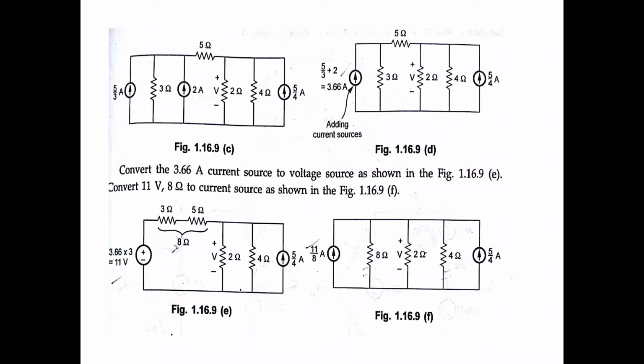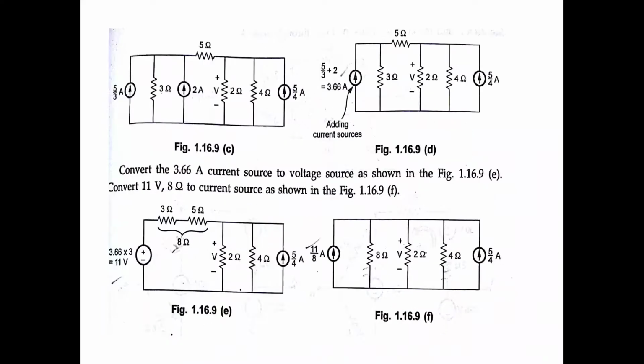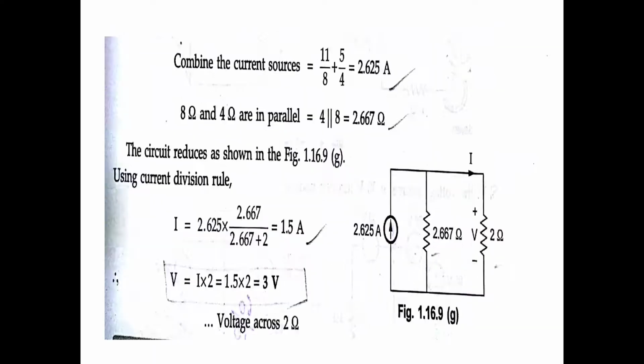V by R. The remaining are 8 ohm, 2 ohm, 4 ohm, and 5 by 4. Next, combining the current sources 11 by 8 and 5 by 4 gives 2.6. The remaining 8 and 4 will be in parallel, and that answer is 2.667. The currents reduce as shown in the figure. Using current division, 2.625 into 2.667 ohm divided by 2.66 plus 2, the answer is 1.5. What is the V? V is I into R, I into 2, where I is 1.5, so 1.5 into 2.